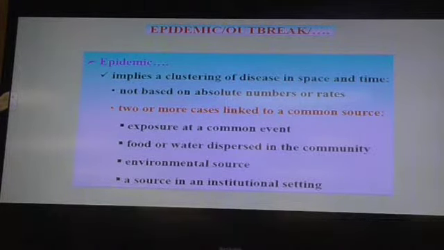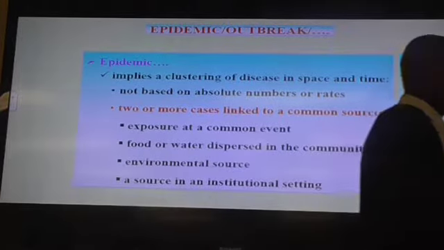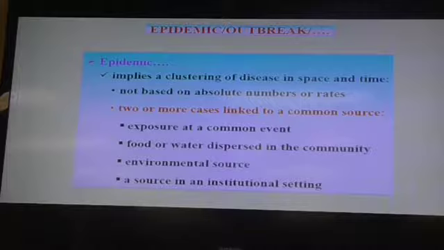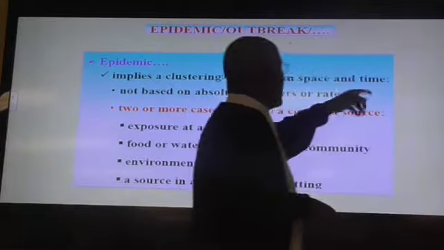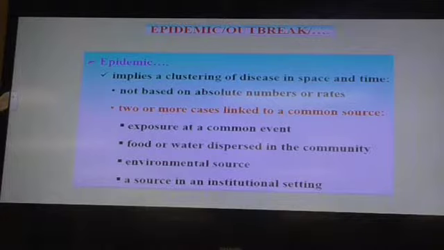In space and time means that the disease is already there, but at certain times there is an unusually high number of cases in that geographic area. So there is both a time element and a space element when we are talking about epidemics. It's something that is already there, but during a certain time you have a high number or clustering of the cases.